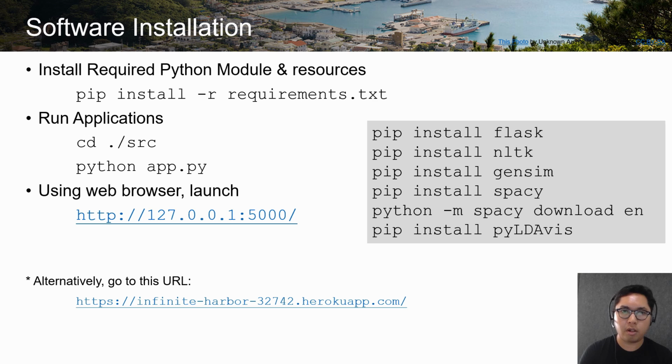After you install all the Python requirements and resources, you need to enter the src folder using the command cd src, and then you can run app.py using the command python app.py. After all the servers are up, you can go to your web browser and open localhost on port 5000. Alternatively, we also deployed this application on Heroku, so you can follow the link on the slide to access that.